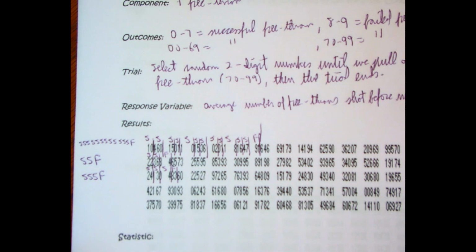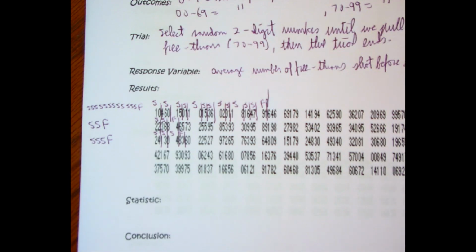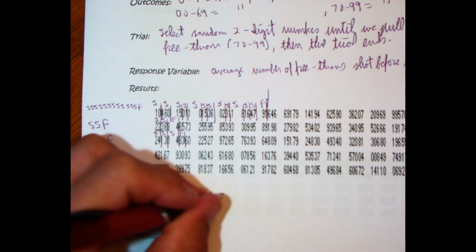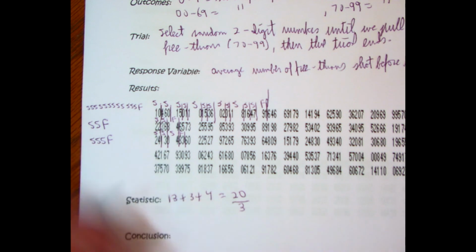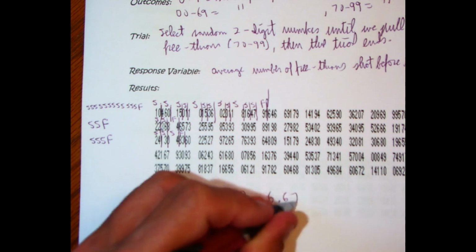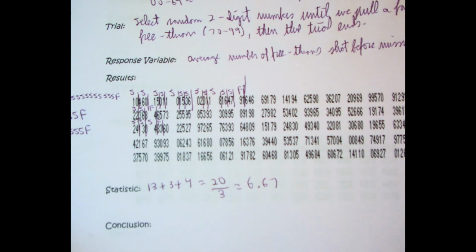Okay, so what did I have? I had 13, and then I had 3, and then I had 4. So I came up to 20, and if I divide 20 by 3, I get 6.67. Now you may be saying, well, you can't shoot 6.67 free throws. You're right. It's an average. This is not every time the person walks up the line. This is an average. And by the way, we only did 3 trials. We would do this 1,000 times to get close to the actual number.